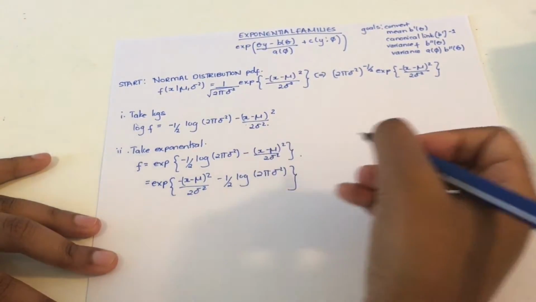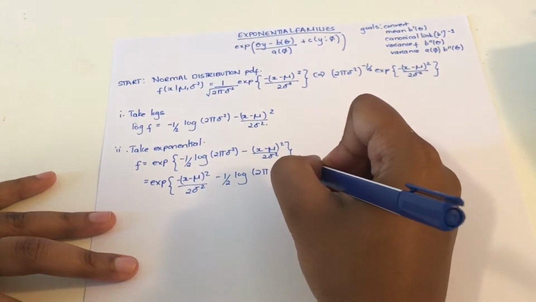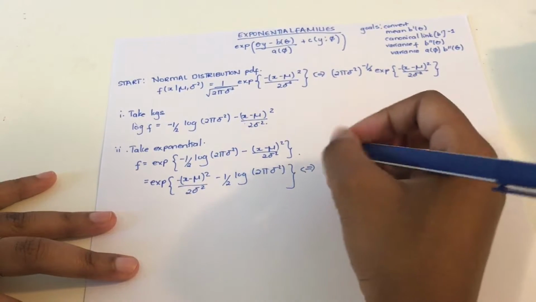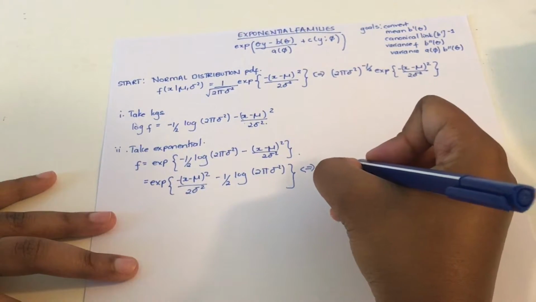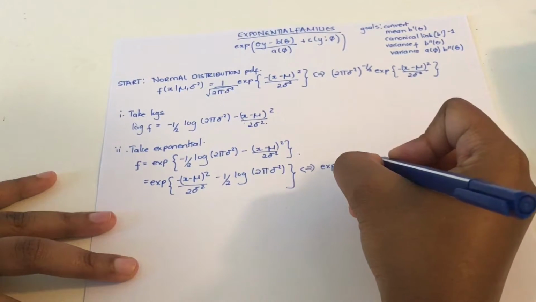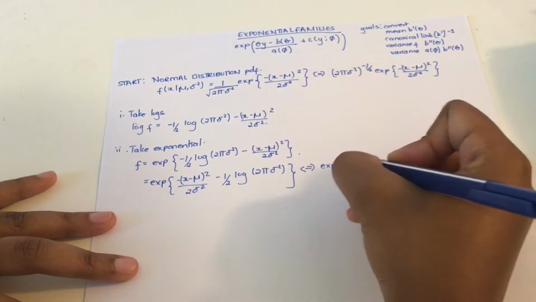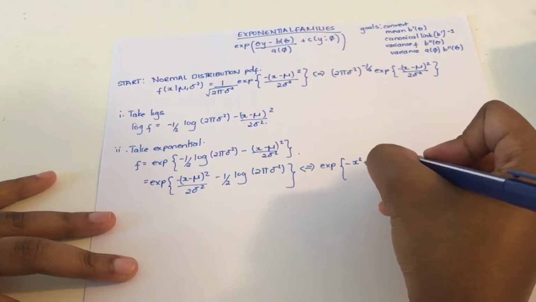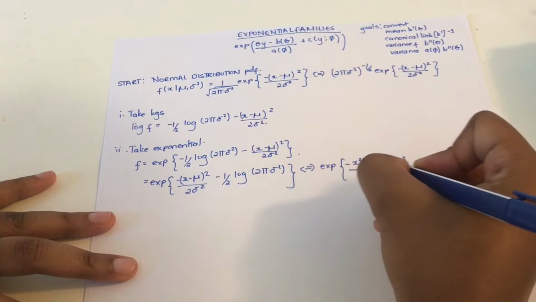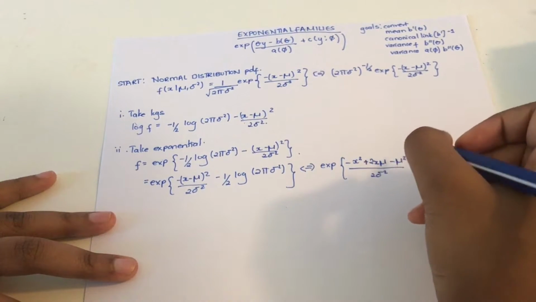So that's what I've done. I've moved it to the left side, and I'm going to try and simplify it. So I'm going to open the bracket. I will multiply in, and what do we get? We get negative x squared plus 2x mu minus mu squared divided by 2 sigma squared.